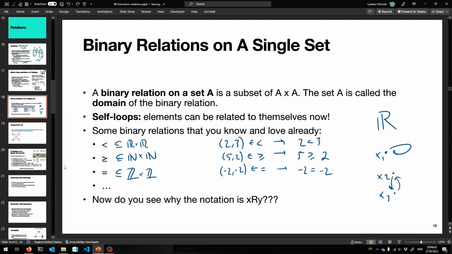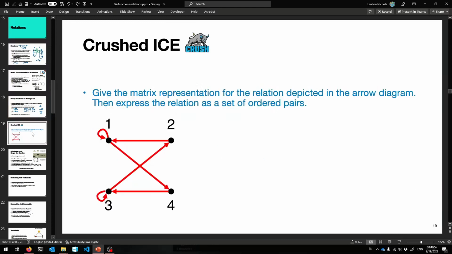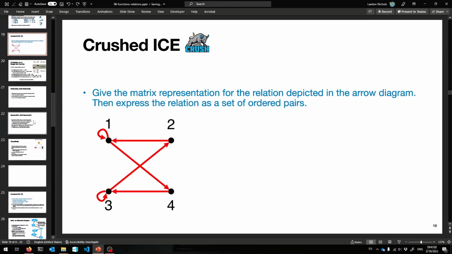Okay? So those are binary relations on a single set, relating elements of a set to elements of that same set. That allows for self loops. We can now move around arrows within the set itself. So, okay. Some examples now. Some questions for you to try. I would like you to try to create the matrix representation for this particular relation.